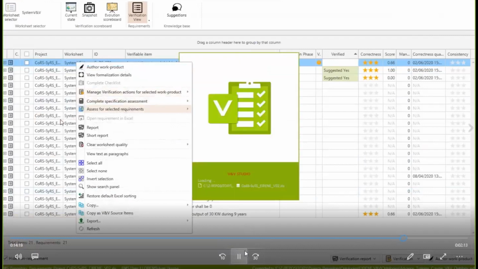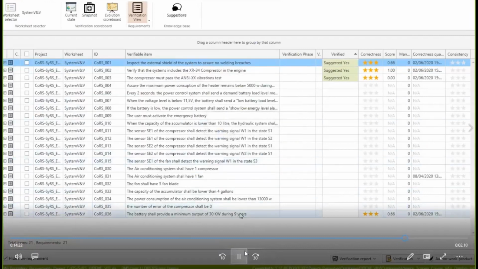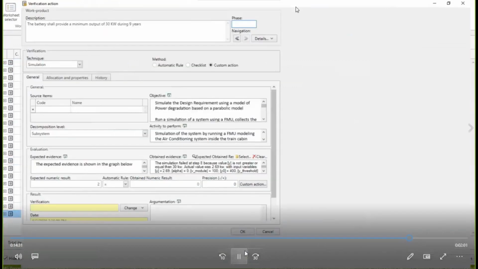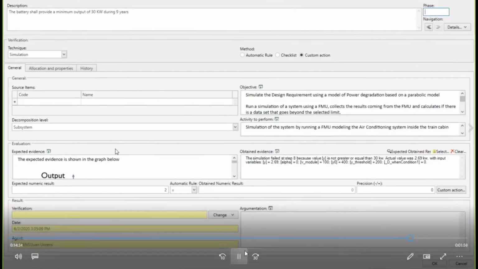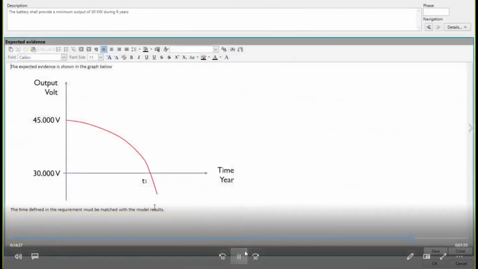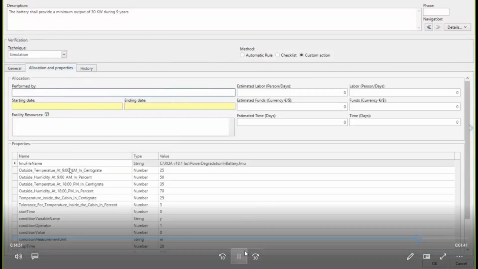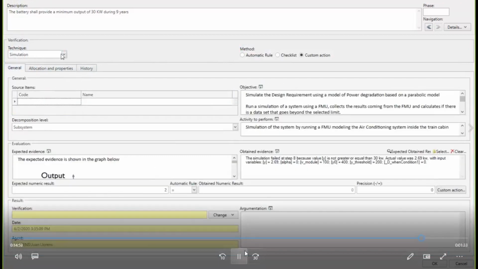There's only one more part of the demo, and then we're finished, which is that we're going to run this digitalization of the system against an FMU. We have filled this in a little more detail with some expected evidences of how the output voltage of the battery is going to be reduced through the years. We would collect some evidences of running the FMUs. We define here in the properties where the FMU is and what parameters and variables are necessary to run it as initial values.